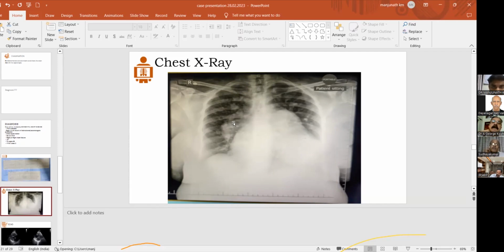Okay, fine. Was the chest X-ray taken in the sitting position, standing position, or supine position? Sir, it was taken in sitting position, sir. Why? That was a mistake from our side, sir. That happened without our knowledge.